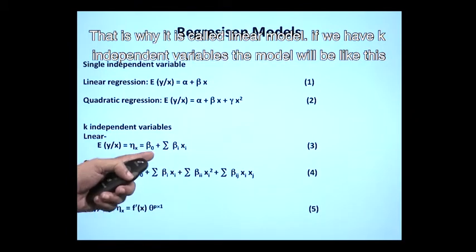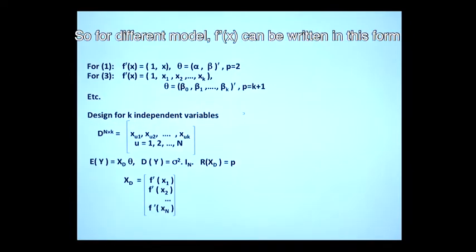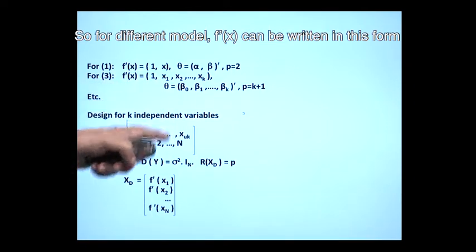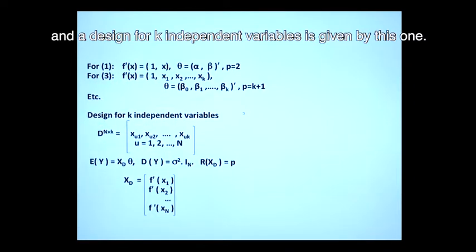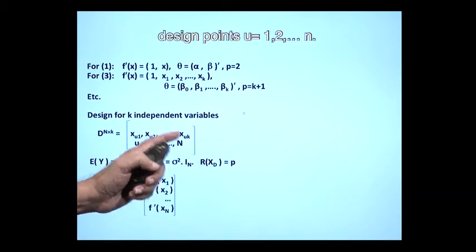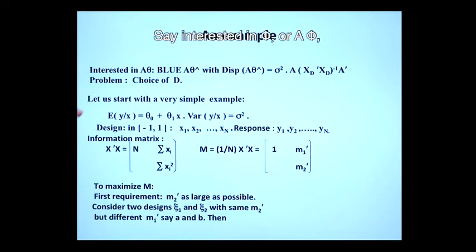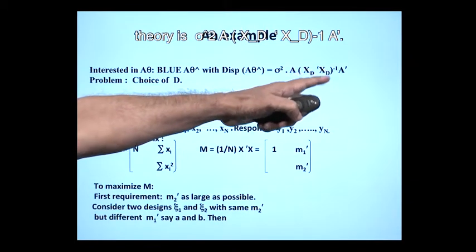If we have k independent variables, the model will be like this. So, in general we write this eta(x) as f'(x) theta. So, f'(x) for different models can be written in this form, and a design for k independent variables is given by x_u1, x_u2, ..., x_uk. If we have n design points, u equal to 1 to n, the model can be written in this form. An example is this. Say we are interested in a theta hat, then the dispersion of a theta hat by least square theory is sigma square A (X'X) inverse A'.